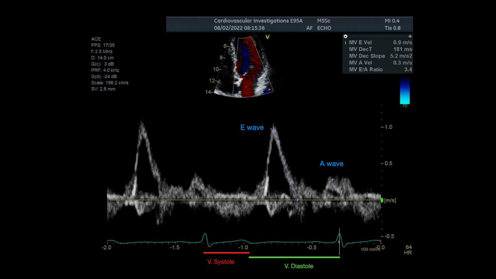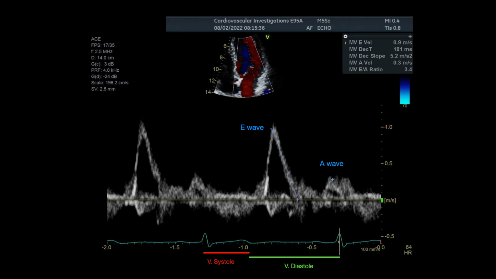So what that means is that when you place the sample volume, the little gates at the tip of the mitral valve leaflets, the pulse wave Doppler is going to measure the velocity of blood flow right at that point where the blood's flowing through the tips of the mitral valves.